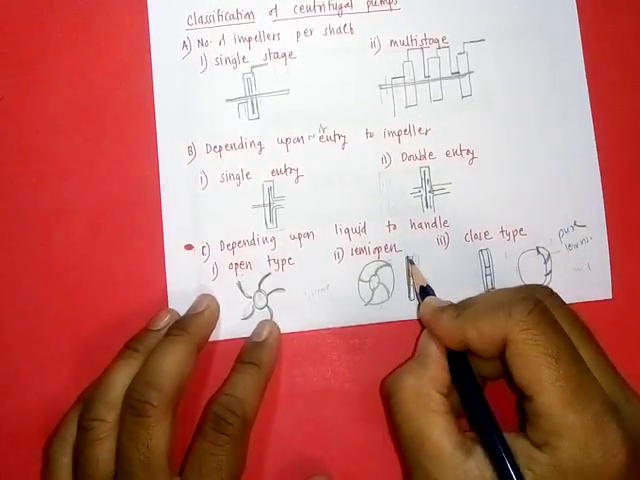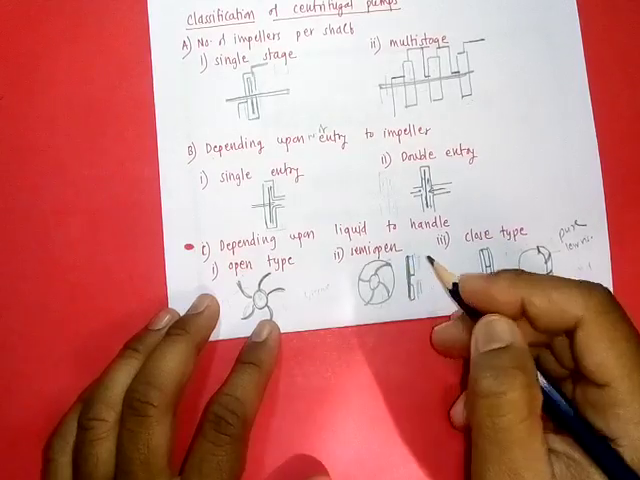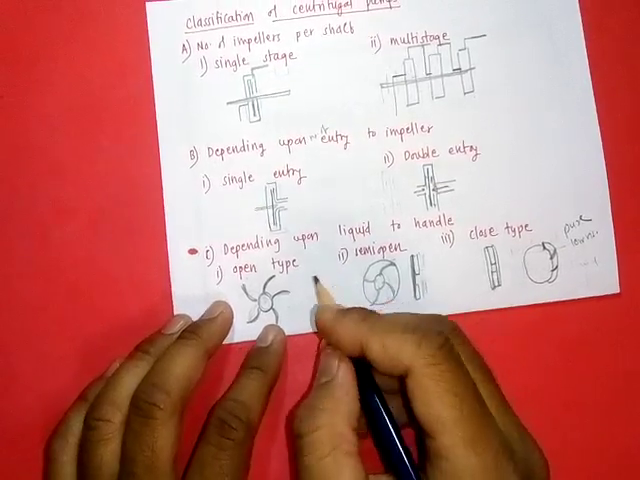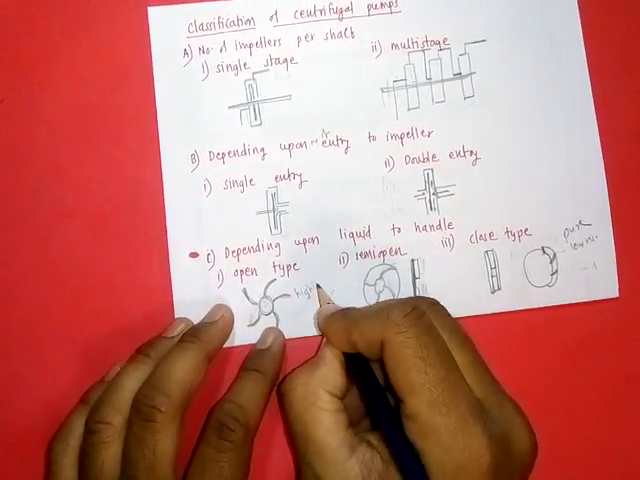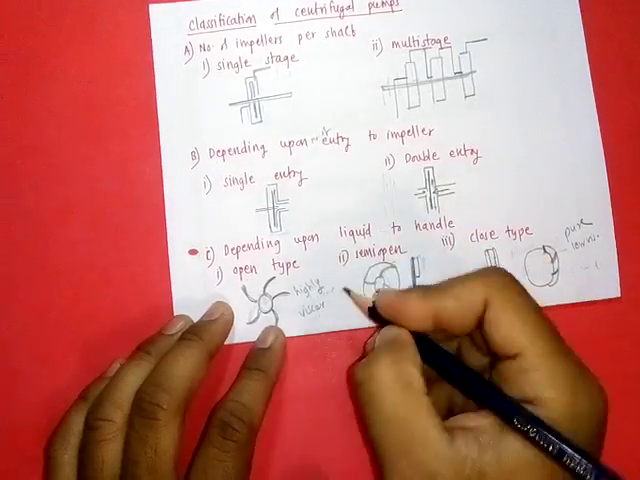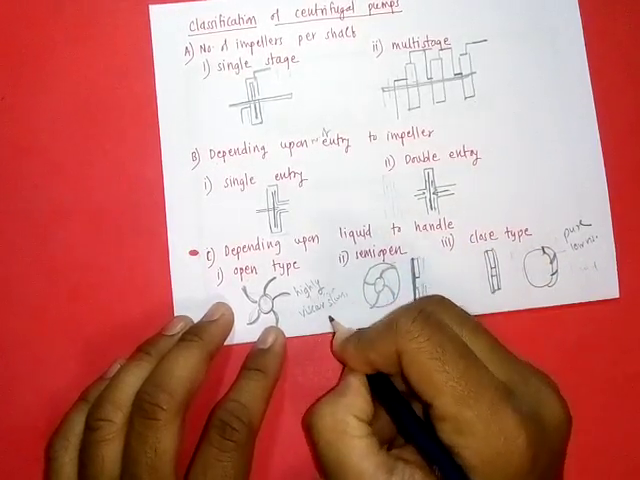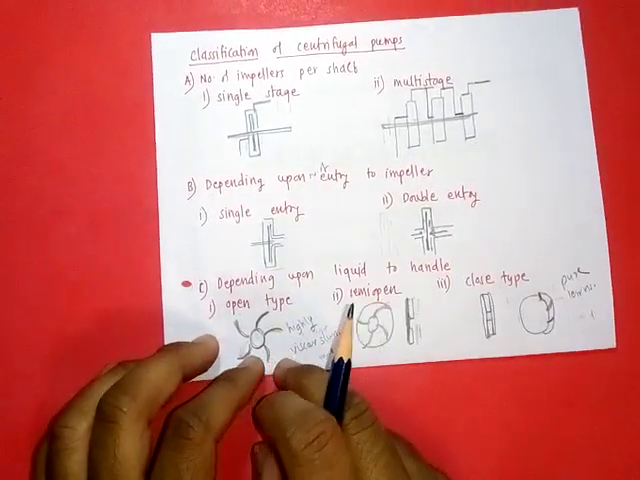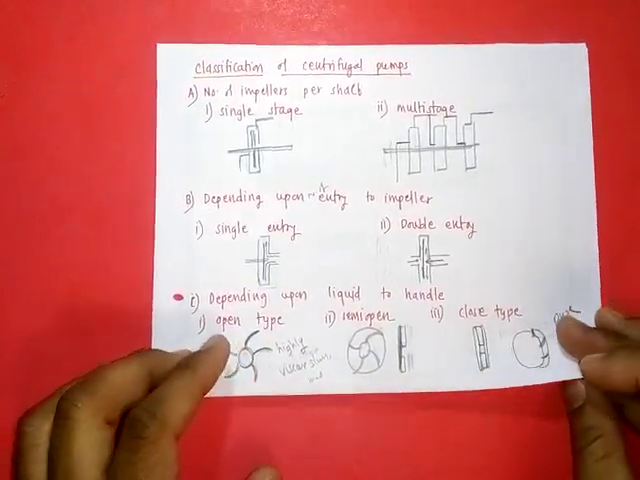The semi open type is used for moderate viscosity fluids. And the open type impeller is used for highly viscous fluids, for example slurries or mud. To handle this type of fluids, we use open type impellers.